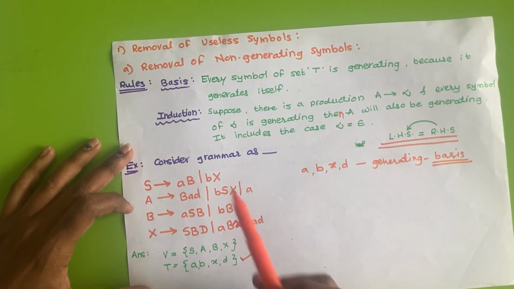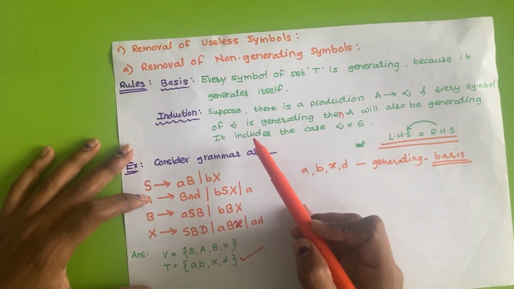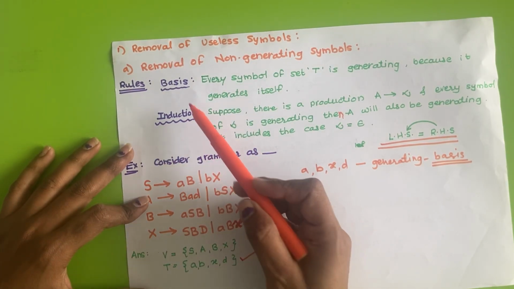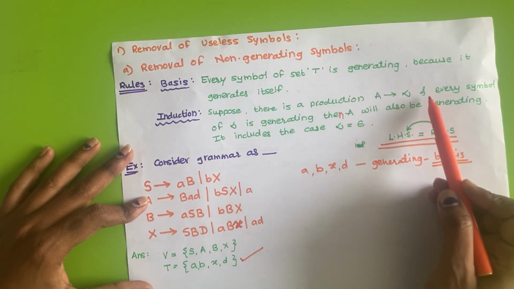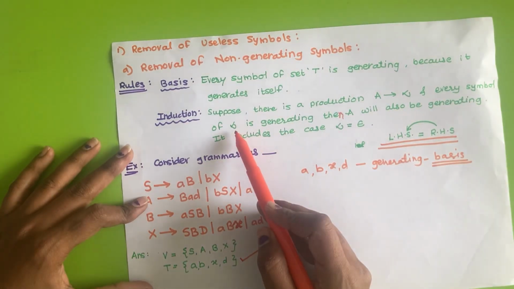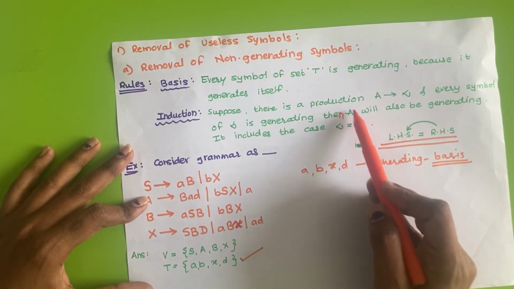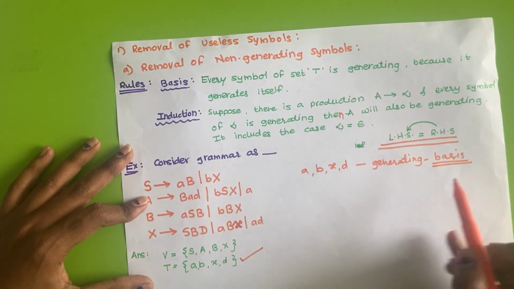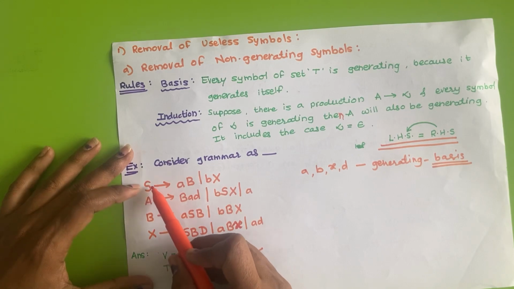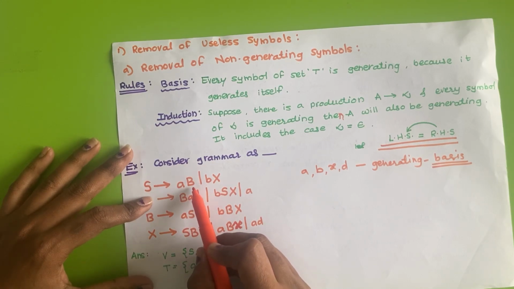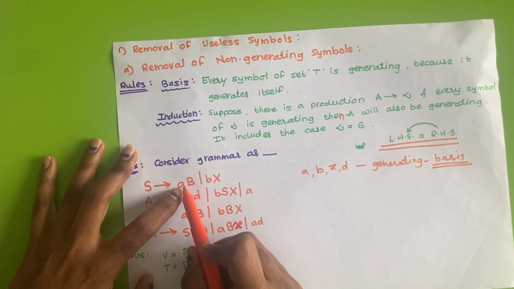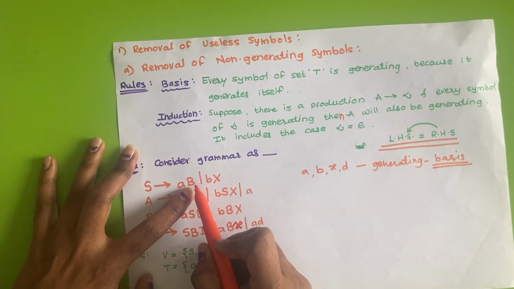Okay, now next, according to induction, we will apply induction on the basis of this. If there is a production A tends to alpha and every symbol of alpha is generating, then its head will also get generated. We will observe from the start symbol. The first production is S tends to small a B. Here small a is generating, but we don't know about capital B.